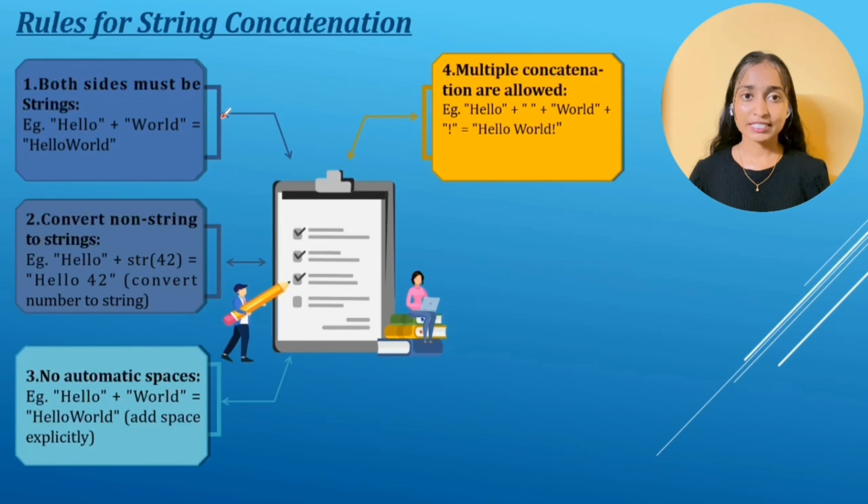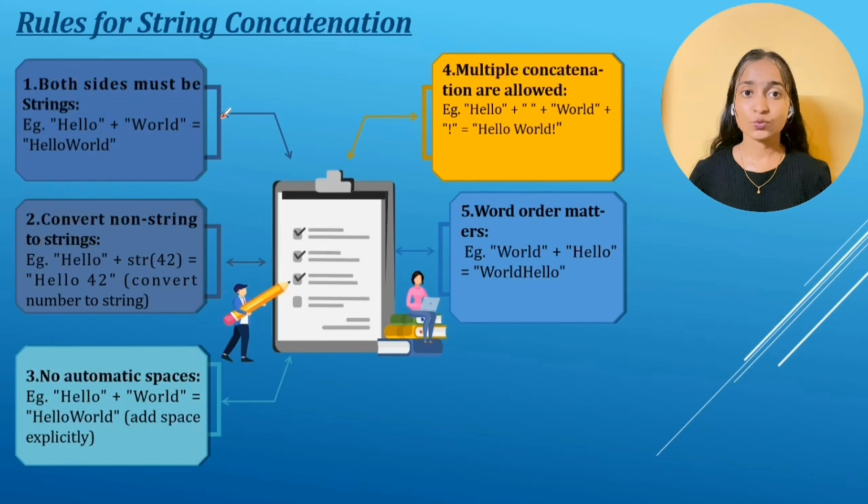The fourth rule says multiple concatenations are allowed. We can concatenate multiple strings in one statement. So in the example, hello, empty string, world and exclamation mark are joined together, which gives the output as hello, space, world and exclamation mark, showing how you can join several strings in one go.